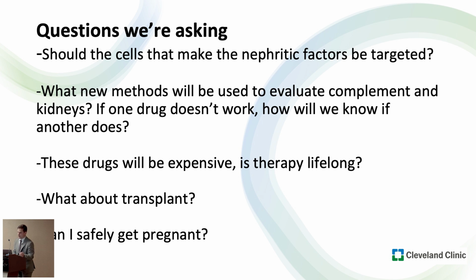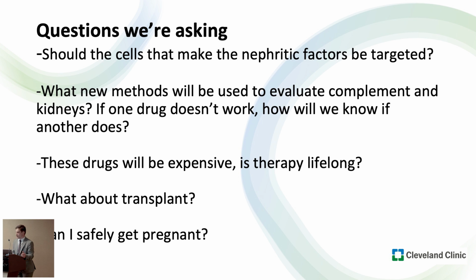So questions we're still asking, numerous. Should the cells that make the nephritic factors be targeted? If it's an autoimmune disease and you're making antibodies to your own immune system, what if we killed the cells that make those antibodies? That's a reasonable thought. And so some of the therapies they use in cancer to target cancer cells, plasma cells like myeloma, maybe we can use those for this disease.